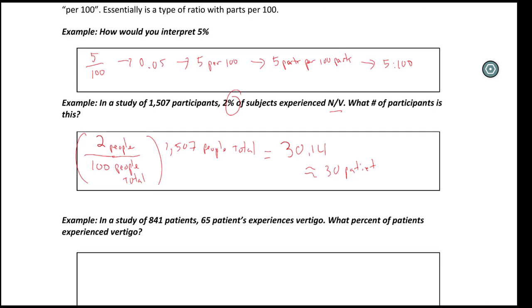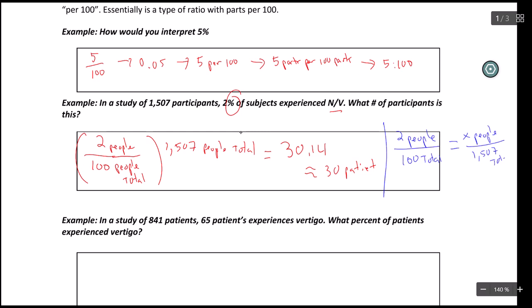The math that I'm doing here, you could easily do with your ratios. Let me write this in a different color just to show a point here, because you will see me do calculations in a shorthand version, which is what happens. Most people will do this: 2 people experience nausea every time there's 100 people total, and it asks how many people if you've got 1,507 total.